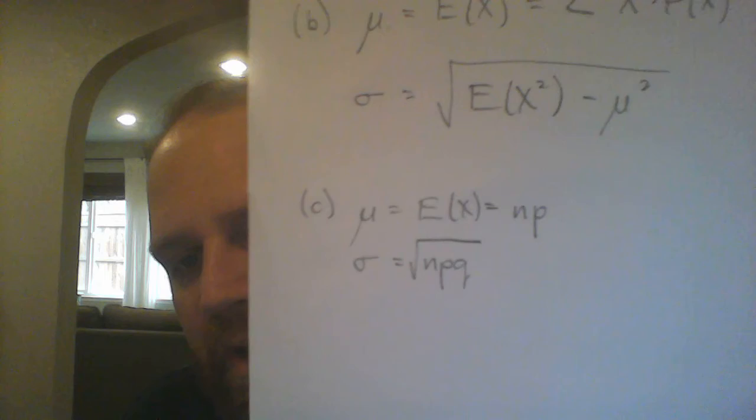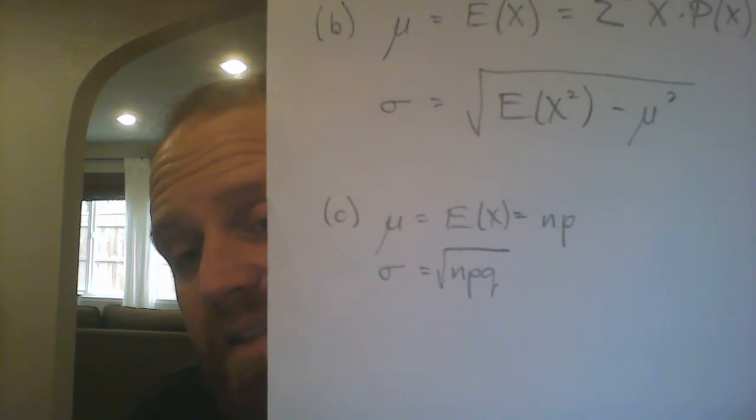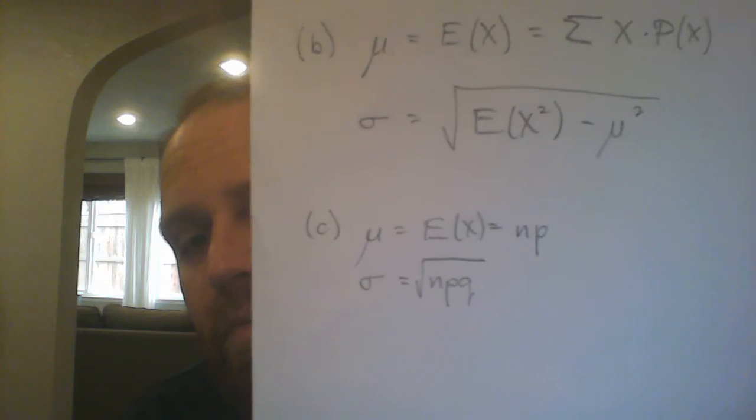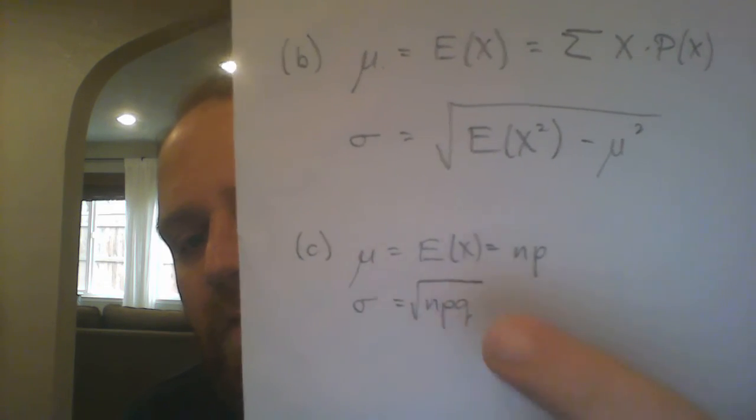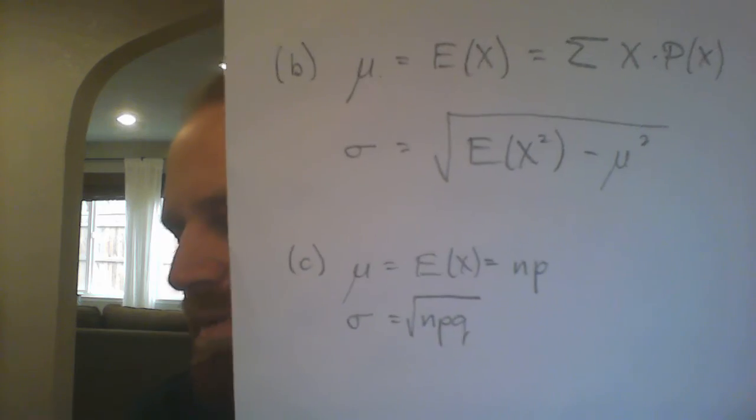In part C, they say compute the mean and standard deviation using the methods of this section. Well, in 6.2, we learned shortcuts for the mean and standard deviation. We learned that the mean, which is the same as the expected value, is just n times p. And the standard deviation, we learned, is just the square root of n times p times q. So you're going to use those shortcut formulas for part C, and you should get the same answers, right? So for C, you say n times p for the mean. For the standard deviation, it's the square root of n times p times q.